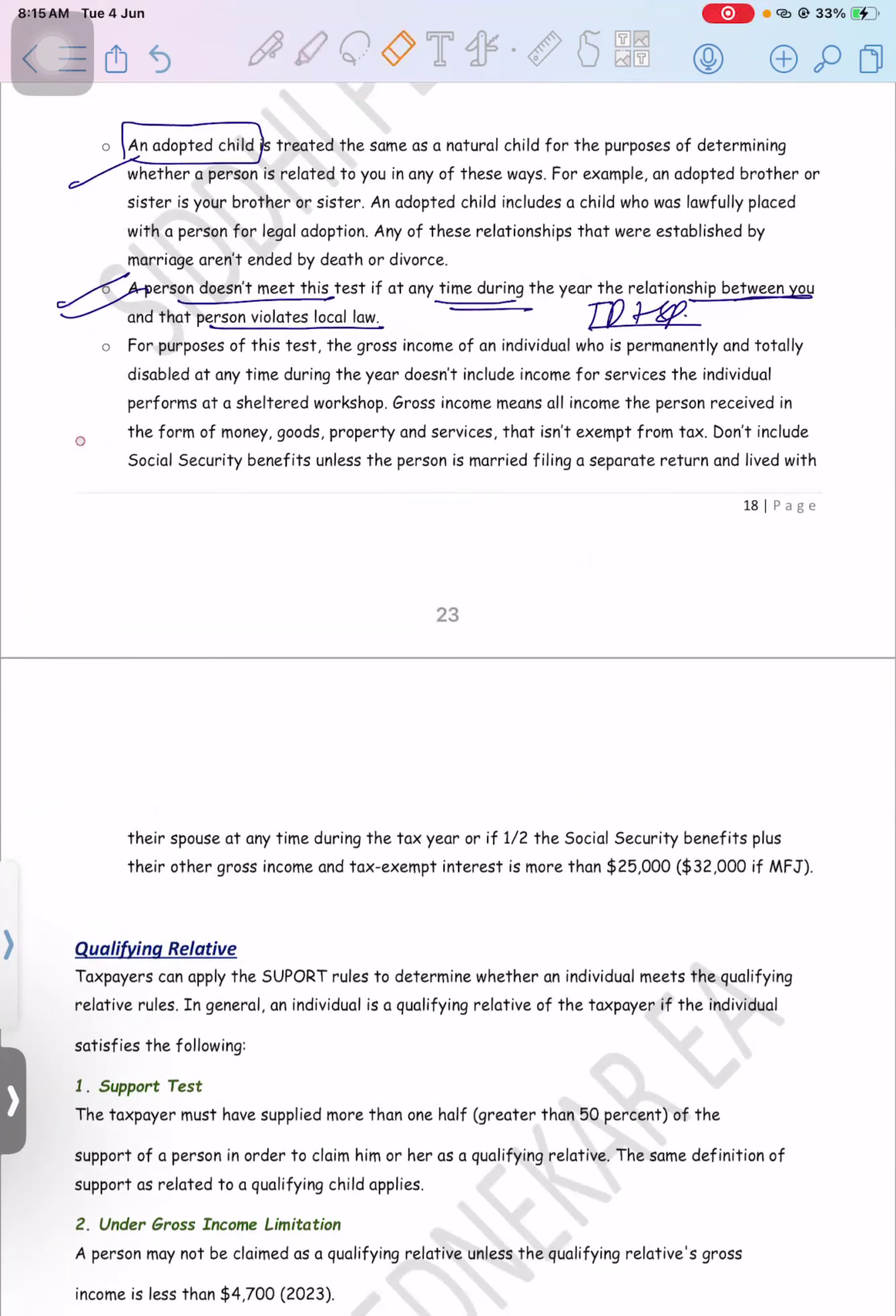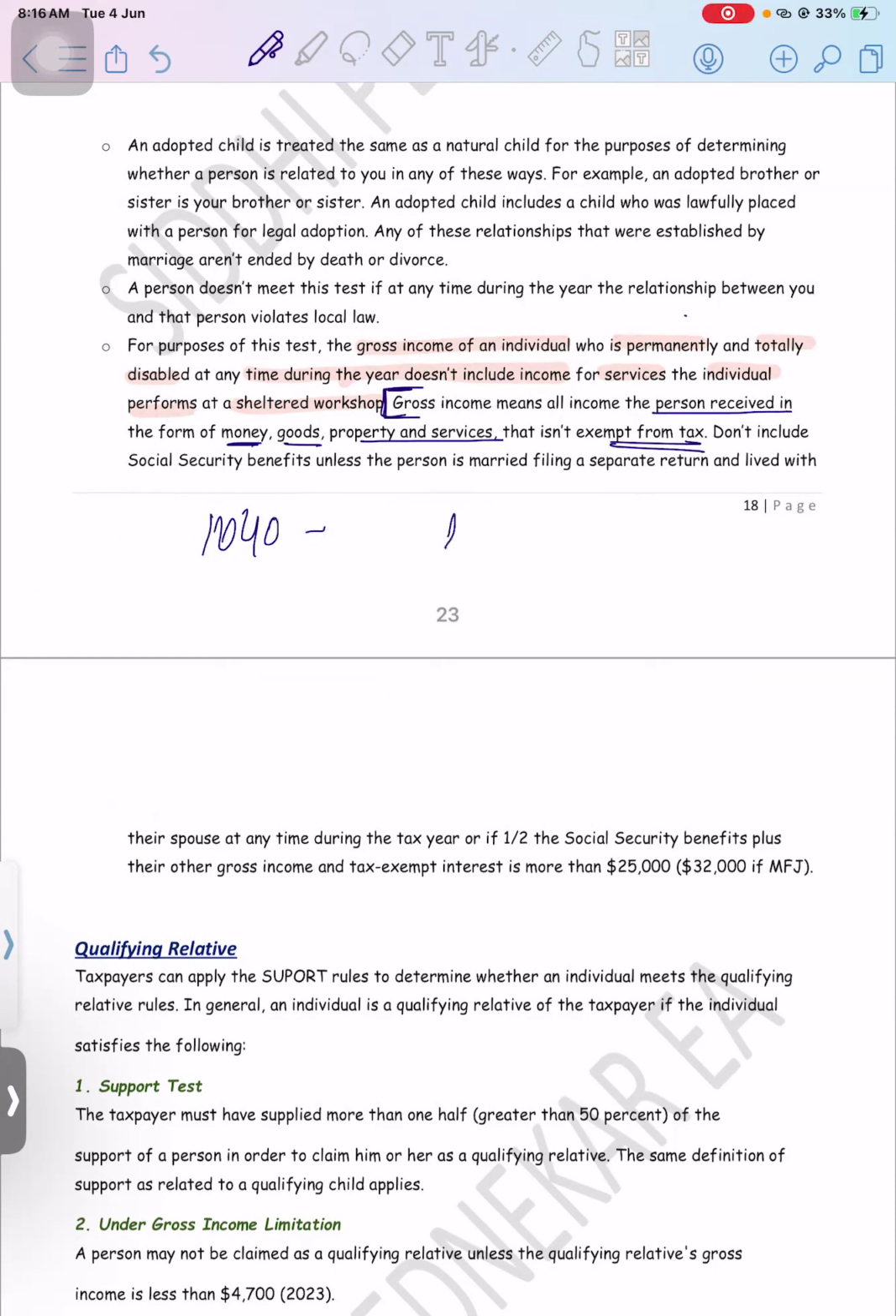Okay, for purposes of this test, gross income, yes. Now, what all things gross income will include is defined over here. Gross income of an individual who is permanently and totally disabled at any time during the year does not include the income of services the individual performs at a sheltered workshop. Okay, now what will gross income include? All income the person received in the form of money, goods, property and services that isn't exempt from tax. It will include your wages, interest, dividends, pension, retirement distributions, and everything which is taxable in your 1040 return.